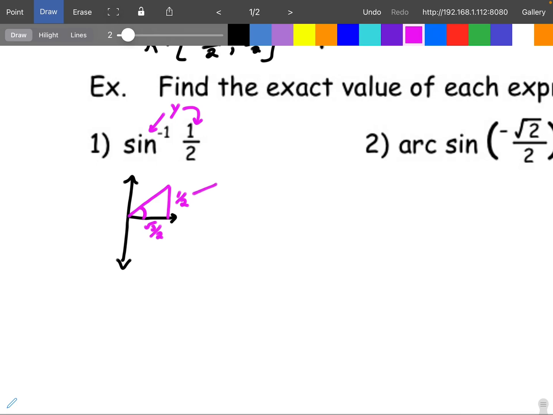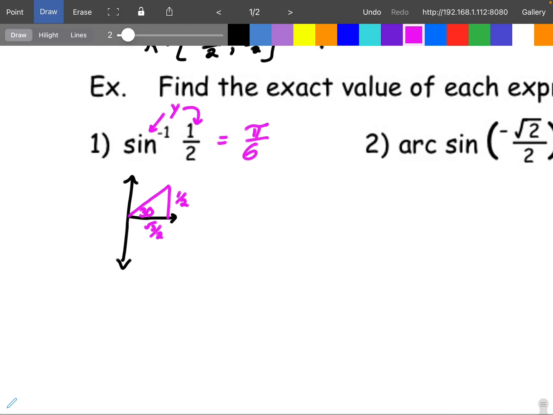So if this has to be √3/2, well, then we need to determine what angle this is. Well, 1/2 is shorter than √3/2, which means this is my short leg. Therefore, the angle across from it must be the smaller of my two angles in my 30, 60, 90 triangle. Therefore, this angle is 30 degrees, but I want the exact value, which means I want the radian value of 30 degrees. And 30 degrees is the same thing as pi/6. So your answer is pi/6.